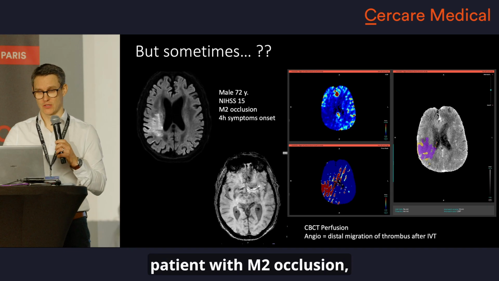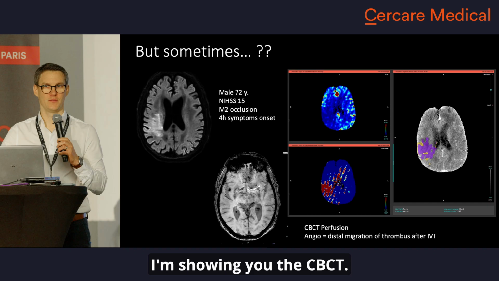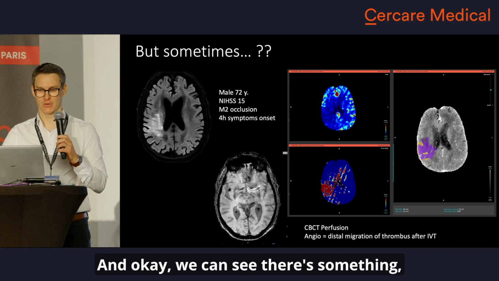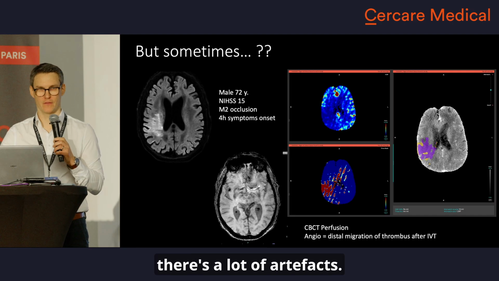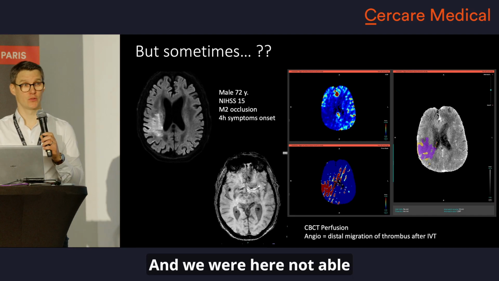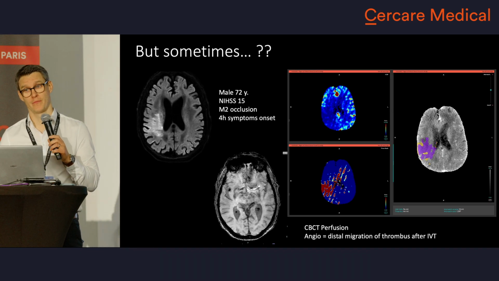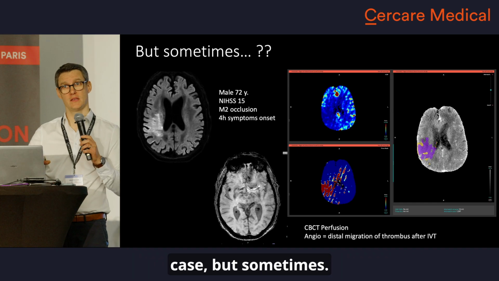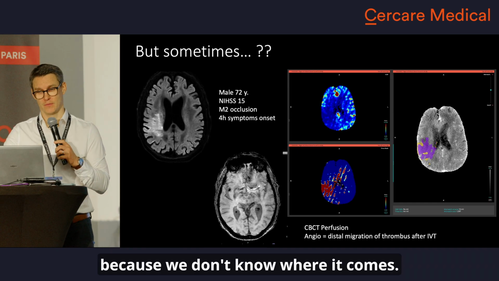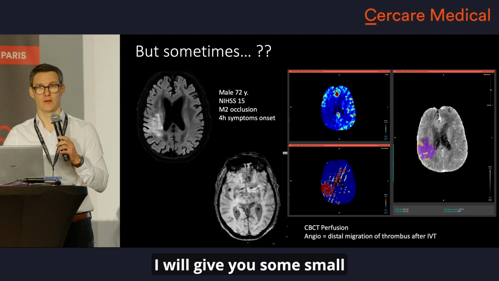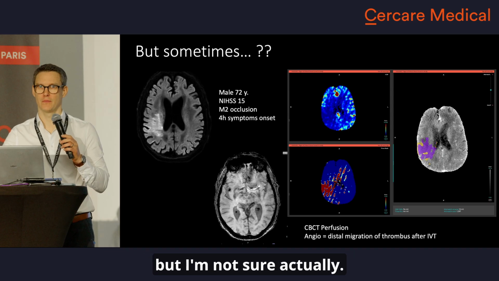And as you see, this patient with M2 occlusion, I'm showing you the CBCT. And okay, we can see there's something, but you can see there's a lot of artifacts. And we were here not able to know where it comes from. And we observe this not only in this case, but sometimes. So it's a bit annoying actually, because we don't know where it comes from. I will give you some small ideas about where it comes from, but I'm not sure actually.